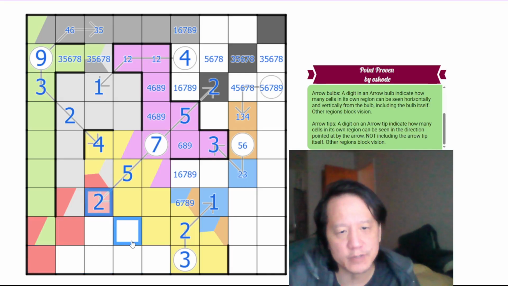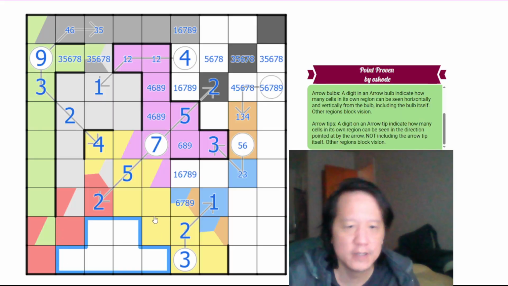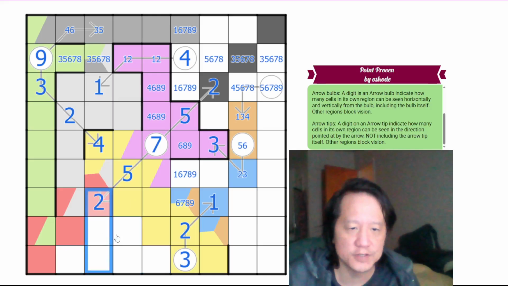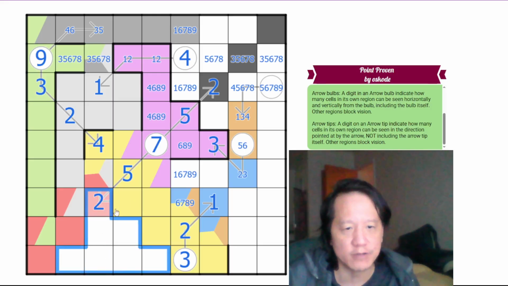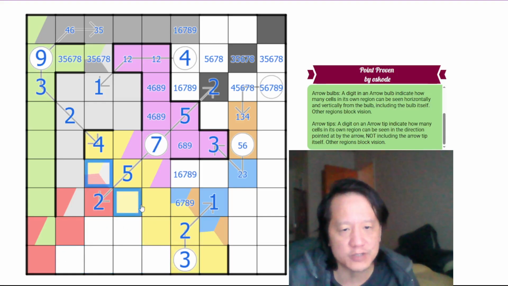I think it has to be, right? These can't be any other region. They have to be red, right? And this forms 9 cells as red. You can't have another region here because there's not enough cells, because they're blocked by yellow from extending.